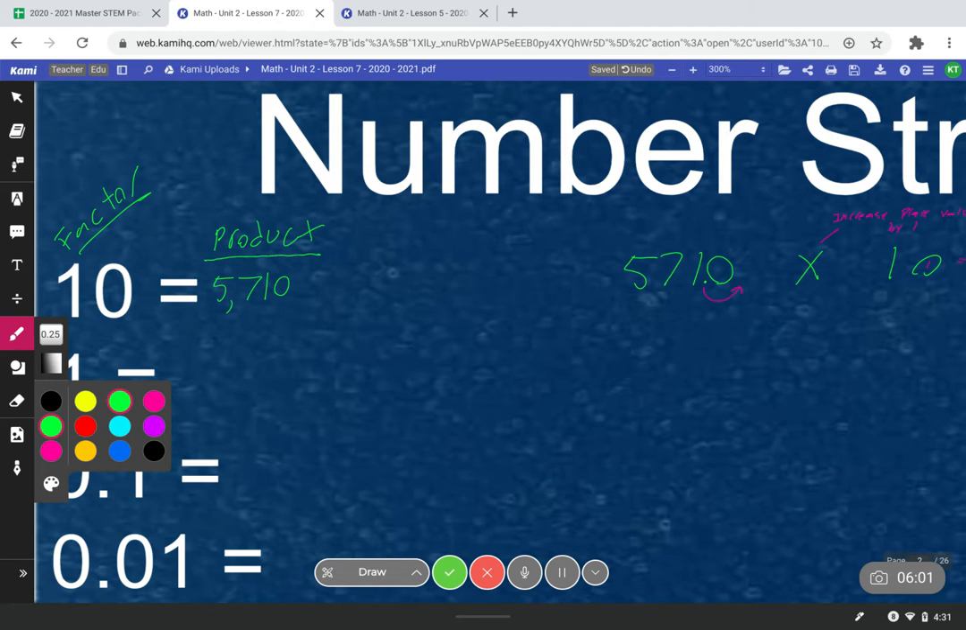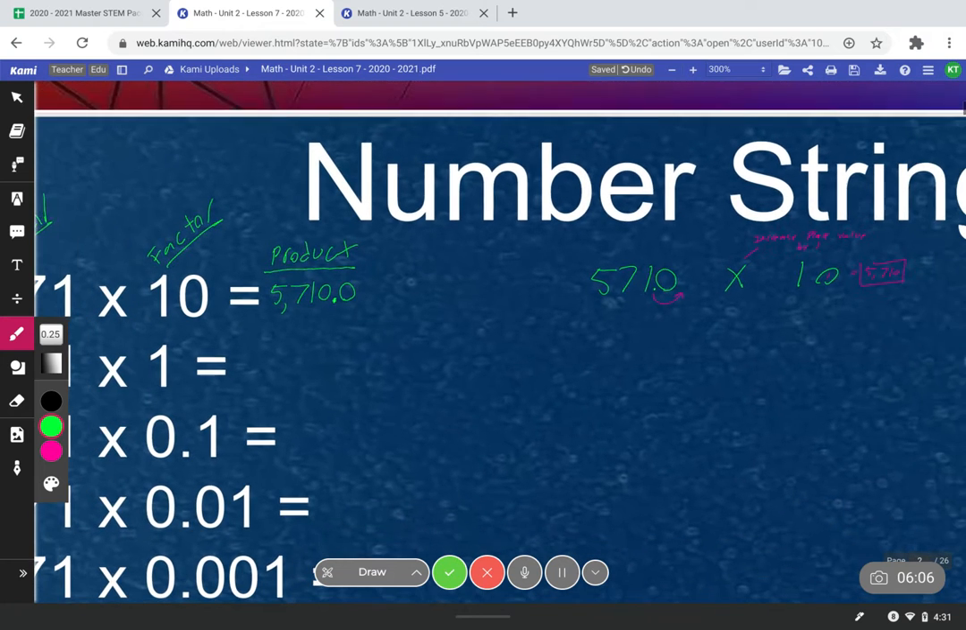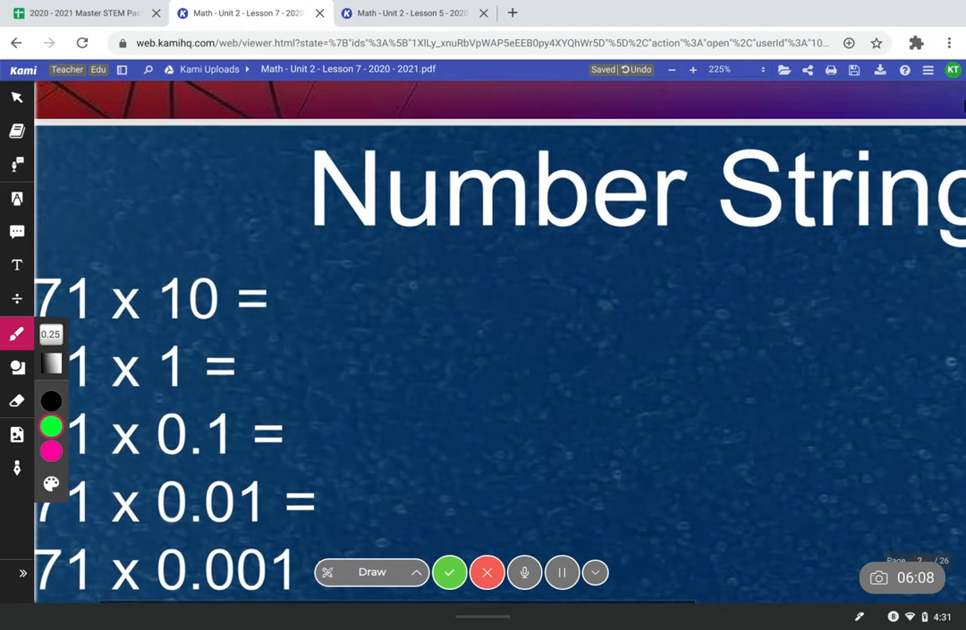5,710. There we go. And I'm going to put a decimal here to show you all aspects of the number.